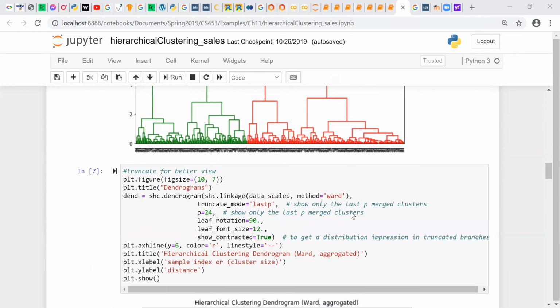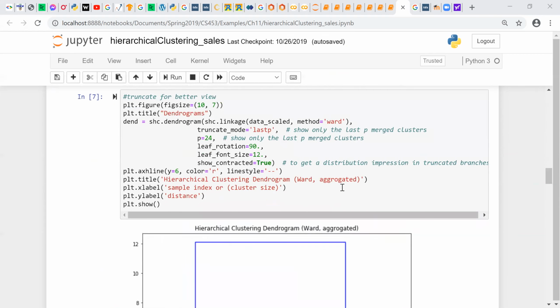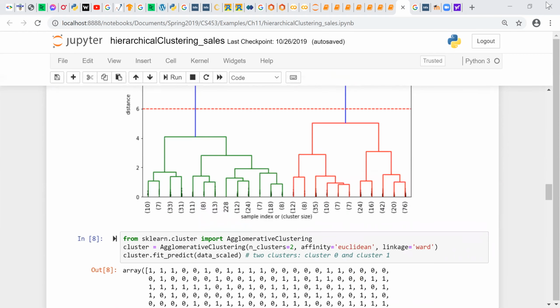So if I do want to clearly see how the clusters form, if you take a look over here, it didn't start from the bottom. It started somewhere in the hierarchy, in the dendrogram, where it's already clustered. So those are already clustered.